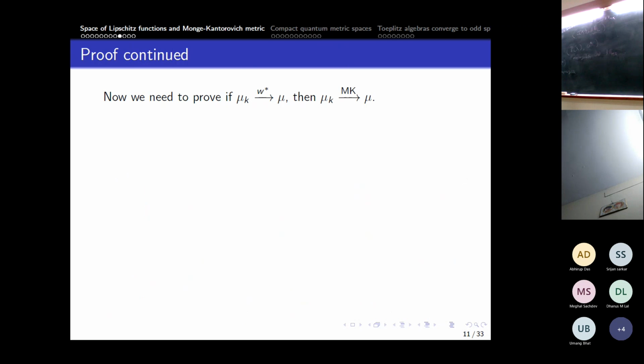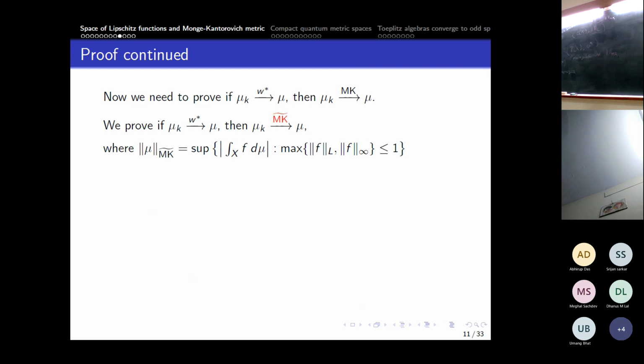Let's prove the other way around. So we want to prove that if mu_k converges to mu in the weak star topology, then mu_k converges to mu in the Monge-Kantorovich norm also. So I'm going to slightly modify the norm, and we are going to prove that if mu_k converges to mu in weak star, then mu_k converges to mu in MK tilde, which is an equivalent norm.